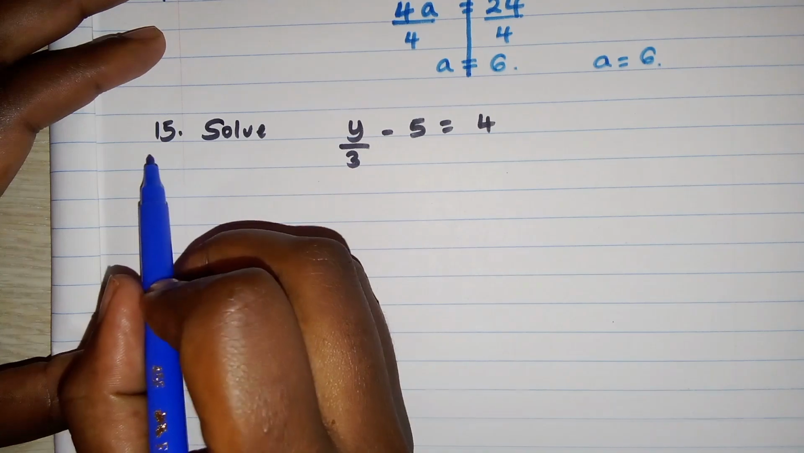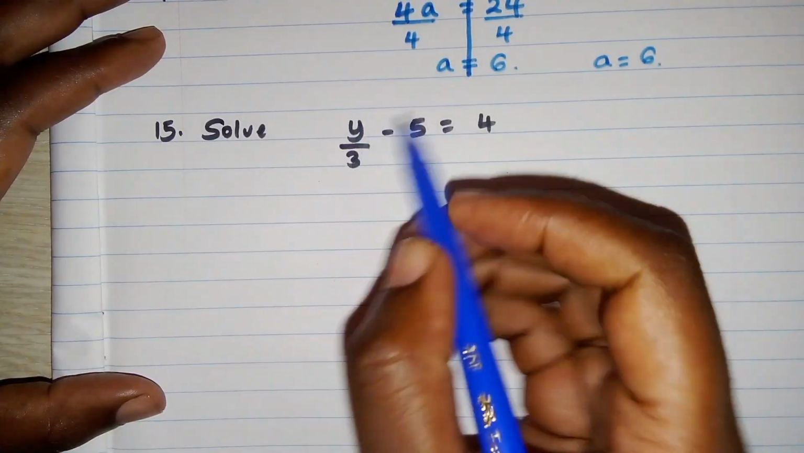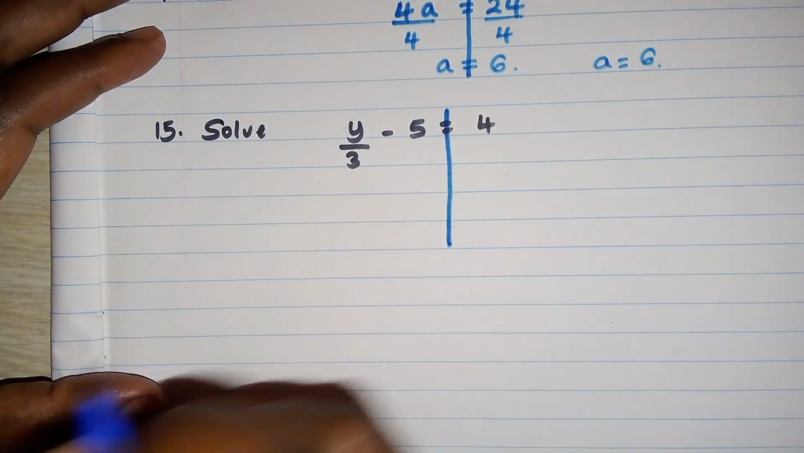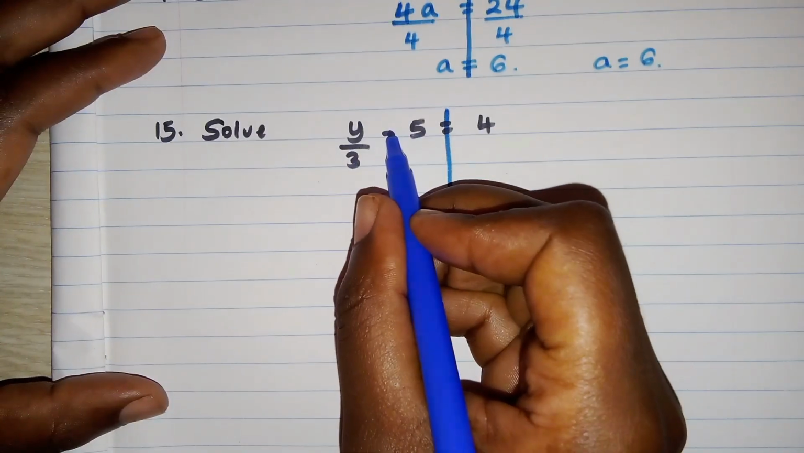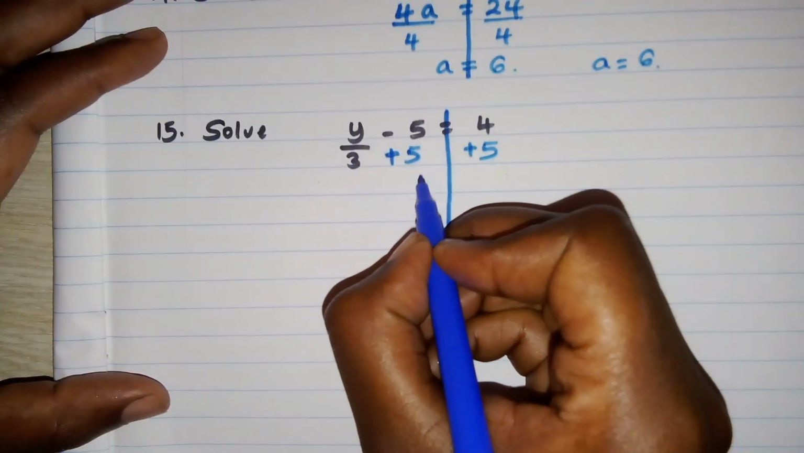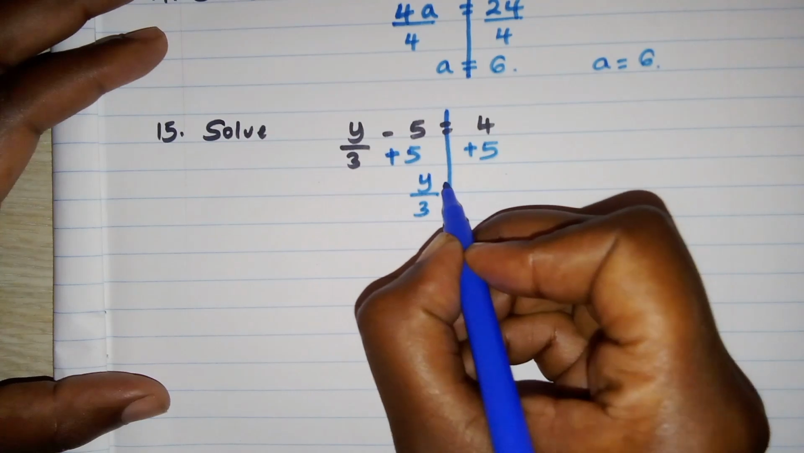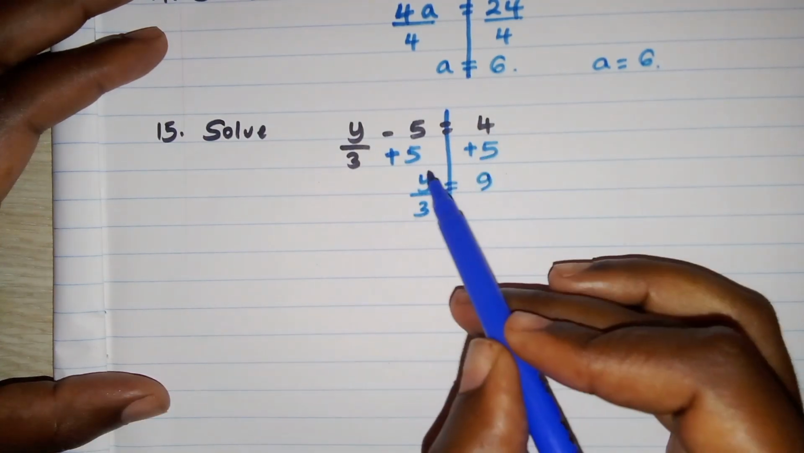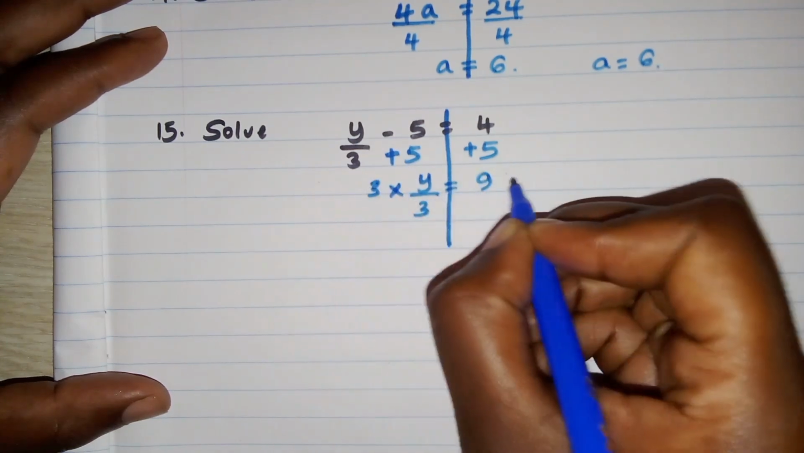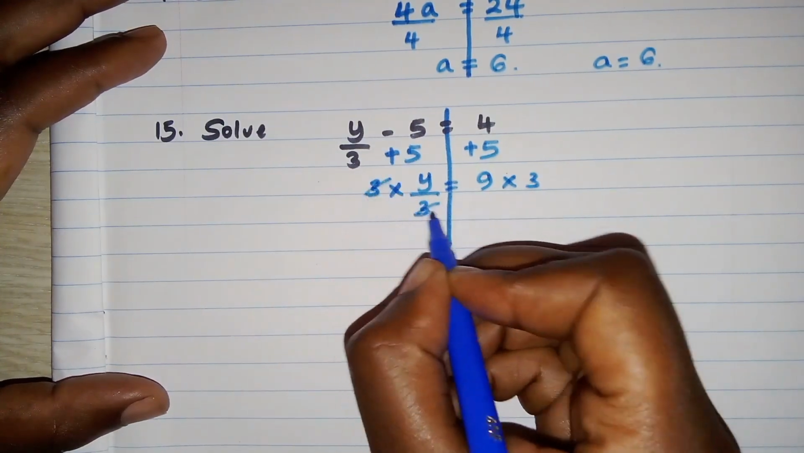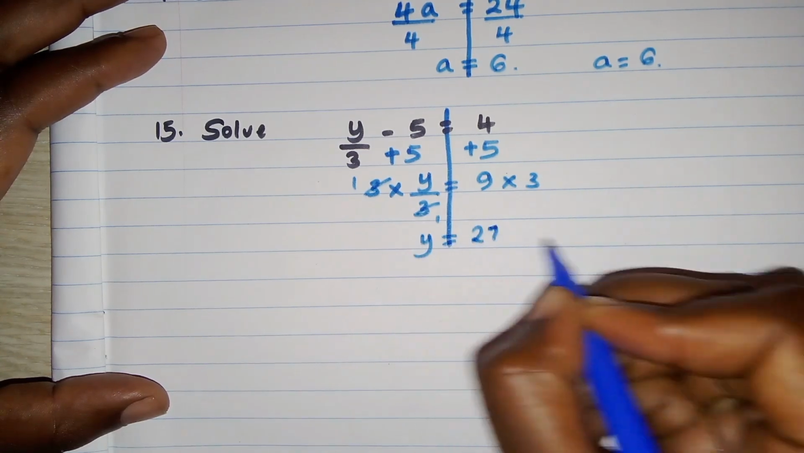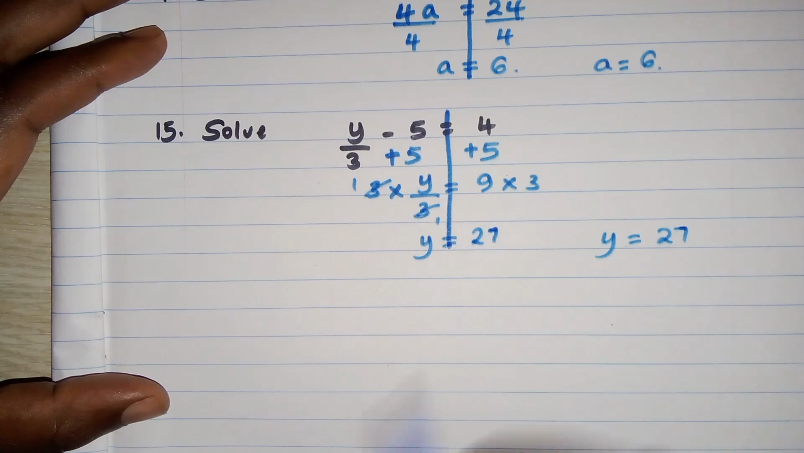Last but not least, we have question 15. Solve y over 3 minus 5 equals 4. So let's start with the 5. So opposite of minus will be plus. So plus 5 on both sides. So we're left with y over 3 equals 9. So y divided by 3. So opposite of divided by 3 will be times 3 on both sides. So the 3 will cancel. And you're left with y equals 9 times 3 is 27. So y equals 27.